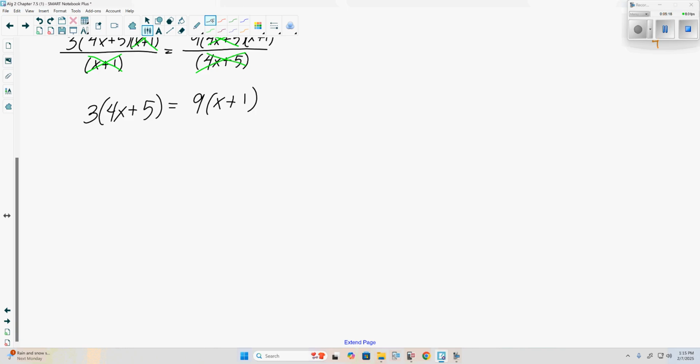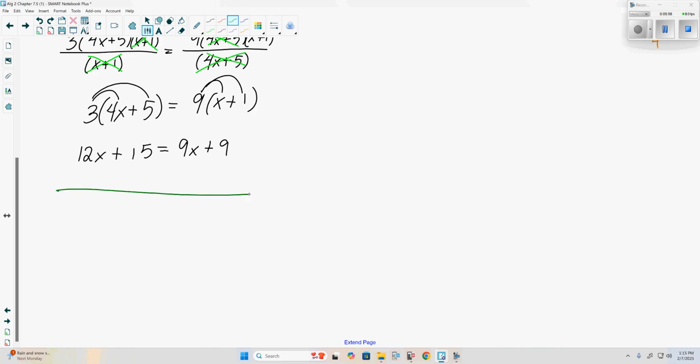The next thing we need to do is simplify these parentheses. 3 times 4x is going to be 12x. 3 times 5 is plus 15. 9 times x is going to be 9x, and 9 times 1 is going to be plus 9. Since there's not an x to a power greater than 1, we don't have x squared or x cubed, at this point we just need to get x by itself and everything else on the other side. So what's our next step here?